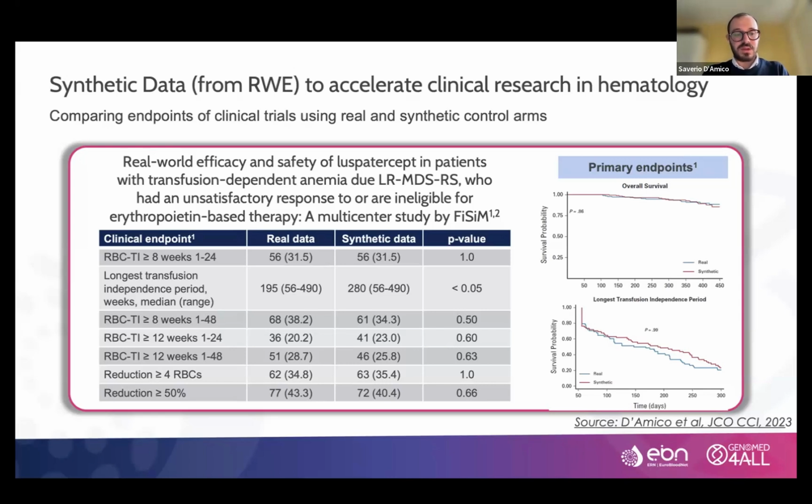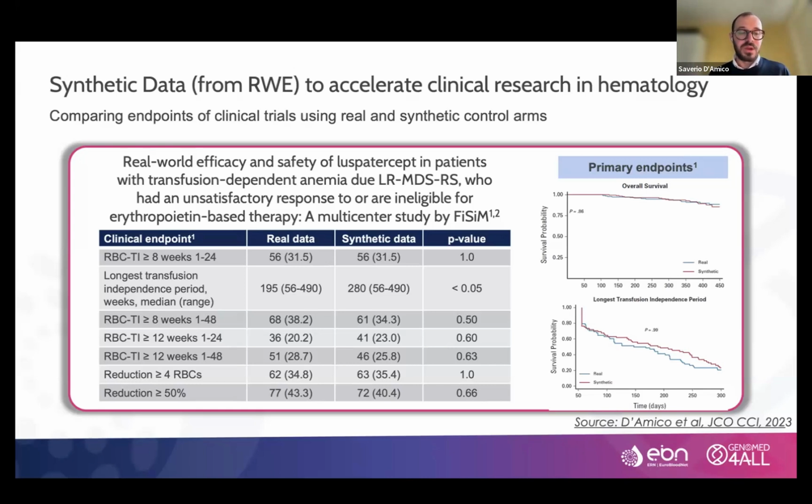We set up an experiment in the clinical trial, in particular in this clinical trial for the MDS use case, using the luspatercept treatment for MDS patients. In this experiment, we basically recreate the clinical trial, but using a synthetic cohort instead of the real control arm. And as you can see, comparing all of the endpoints of the clinical trial using both real and synthetic arm, we reached completely the same results in both experiments.